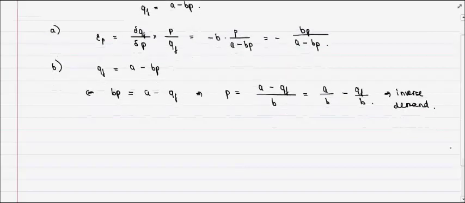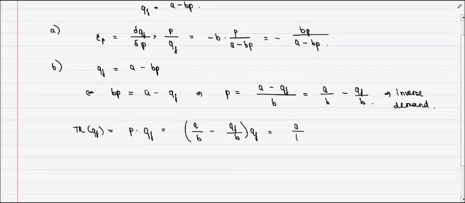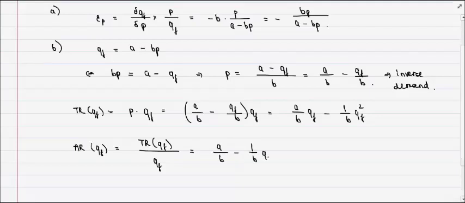Now I want to find the average revenue. Average revenue is found by taking the total revenue divided by the total quantity. First I find the total revenue function, which is equal to the price times the total quantity. Using the inverse demand we found earlier, where price equals A on B minus QF on B, everything multiplied by QF. If I expand the bracket, I get A on B QF minus 1 on B QF squared. From here it should be straightforward to find the average revenue, which is the total revenue divided by the total quantity QF. That gives me A on B minus 1 on B QF.